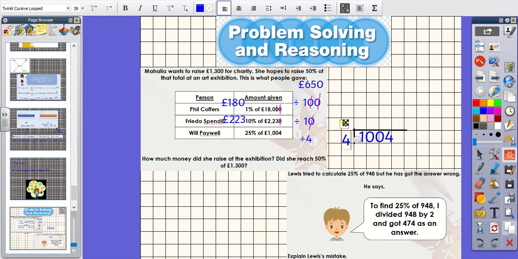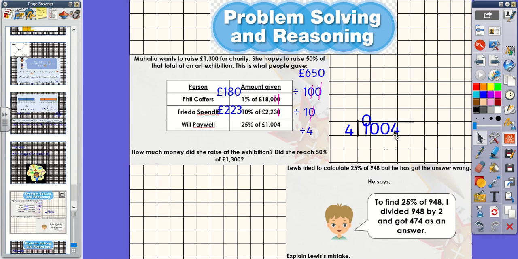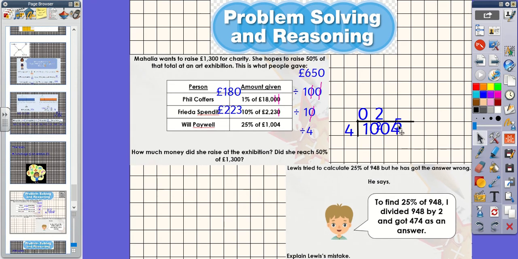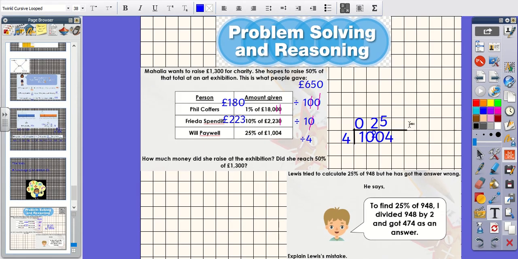How many 4s go into 1? It would be 0. How many 4s go into 10? Because I can't forget about that one. 4, 8, that would be 2. So I need to have a remainder of 2 because 4 times 2 is 8 and I've got 10. How many 4s go into 20? That would be 5. And how many 4s go into 4? That would be 1. So £251, so that's how much Will Paywell gives us.